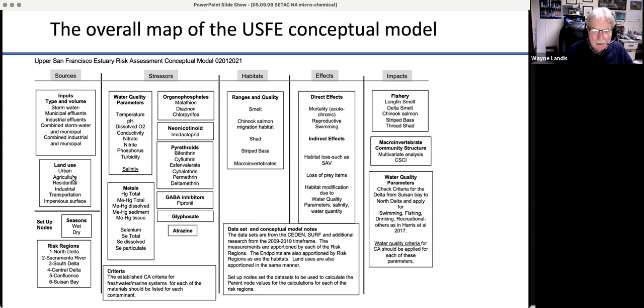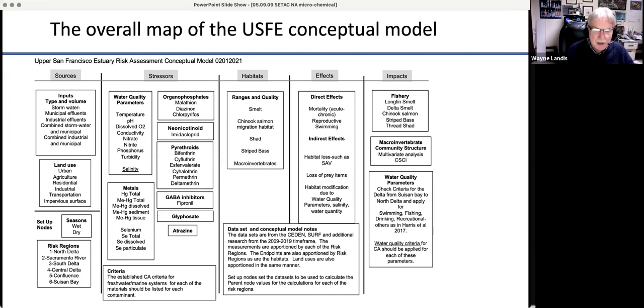Here's our conceptual model. This is the one we started off with, actually, with our studies on the upper San Francisco estuary. We have a variety of sources, a number of different stressors, water quality parameters, organophosphates, metals, and so forth. A variety of habitats for the kinds of species that we'd be investigating. A number of different kinds of effects. A lot of these are looking at community effects and also direct mortality to the endpoints. And we have large numbers of aspects of that system that are of interest. In the case of fisheries, macroenvironment, community structure, water quality parameters, and so on.